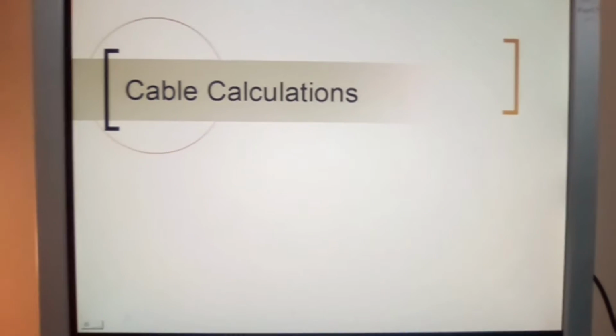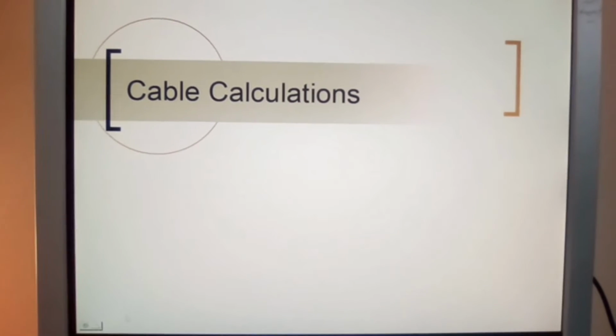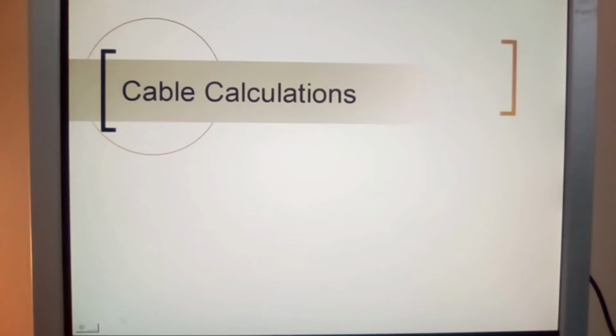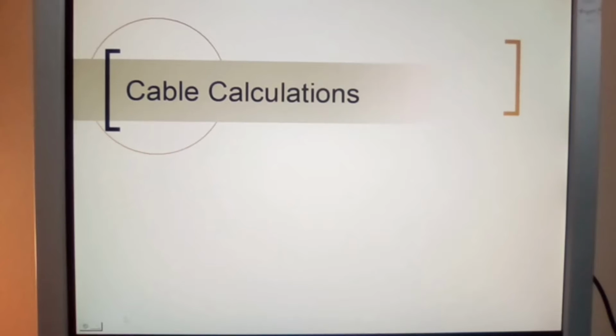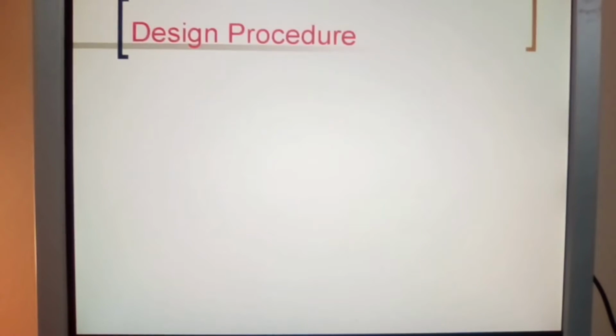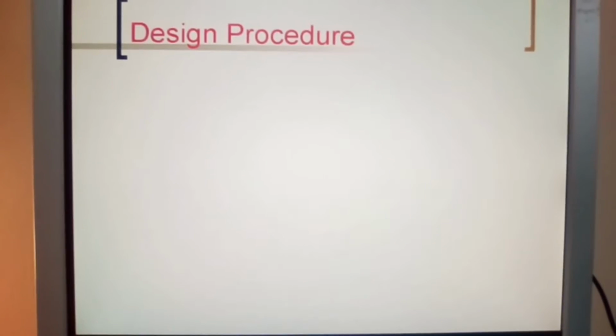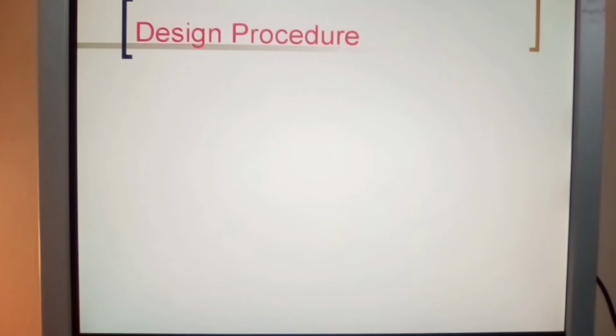Okay, welcome back. What I want to look at today is cable calculations. This is something that you will need to be able to do in due course. Design procedure. When we say design procedure, we're looking at your design current.